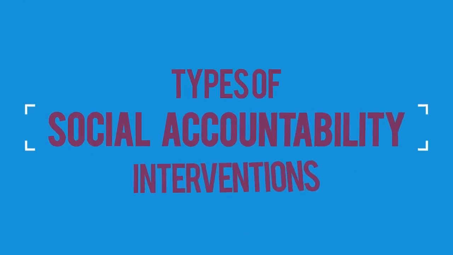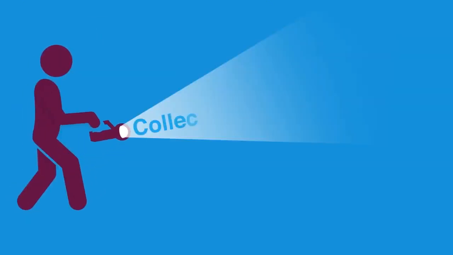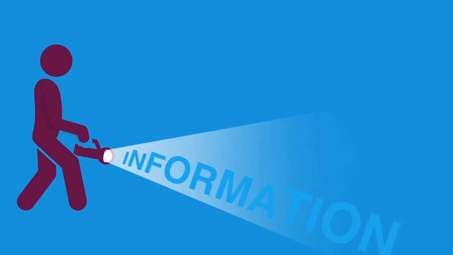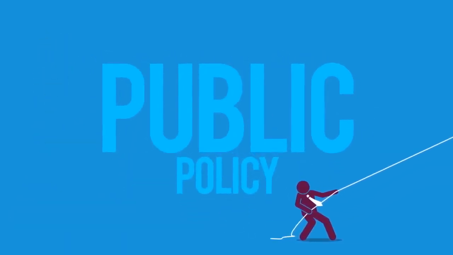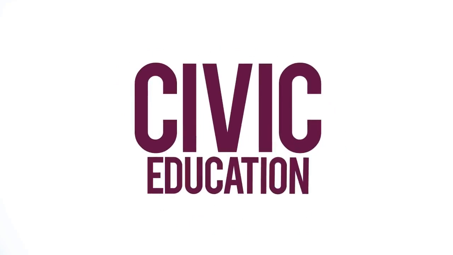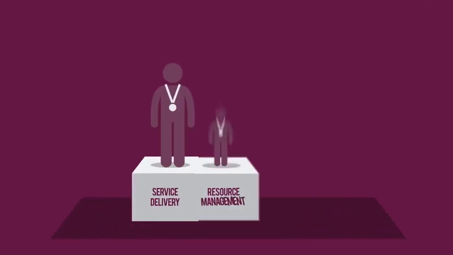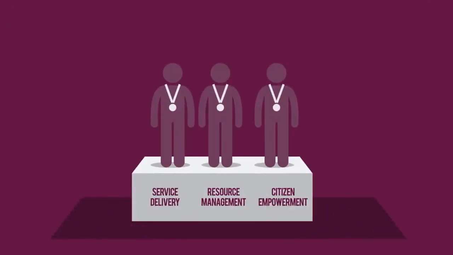The types of social accountability interventions. 1. Transparency-related. The collection, analysis, and dissemination of information on public policies, programs, and services. Illustrative mechanisms and tools for transparency-related interventions include civic education, awareness campaigns, independent budget analysis, and social audits, for the purposes of service delivery, public resource management, and citizen empowerment.